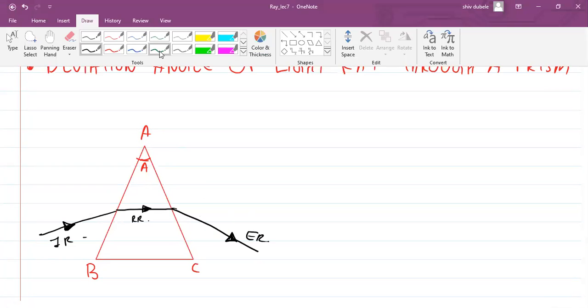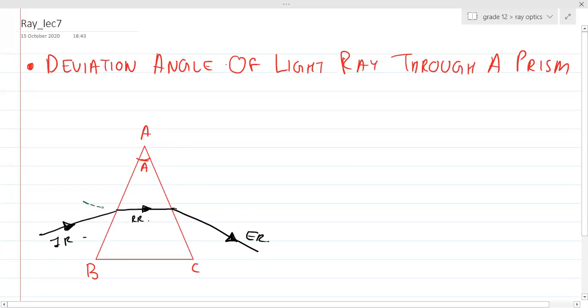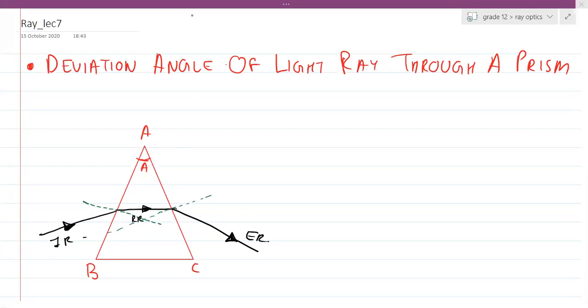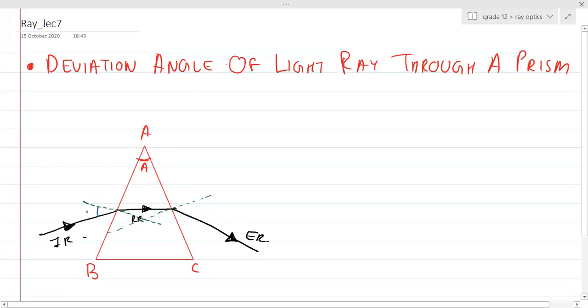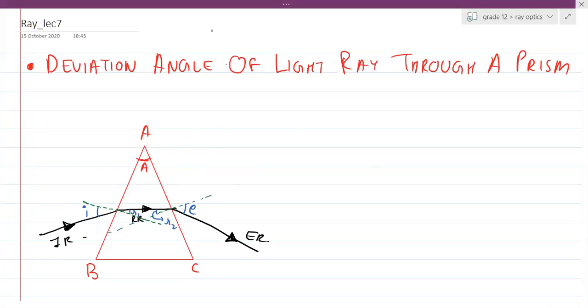If I try to draw the normals at different points, this is one of the normals, and this is another one of the normals, right? Yes or no? This angle is the angle of incidence. This is R1. This is R2. This angle is E, and we already did all the equations. We already know Snell's law, and we already know A is equal to R1 plus R2, right?